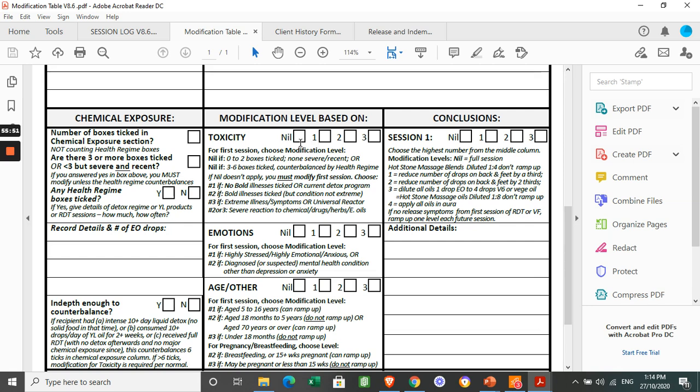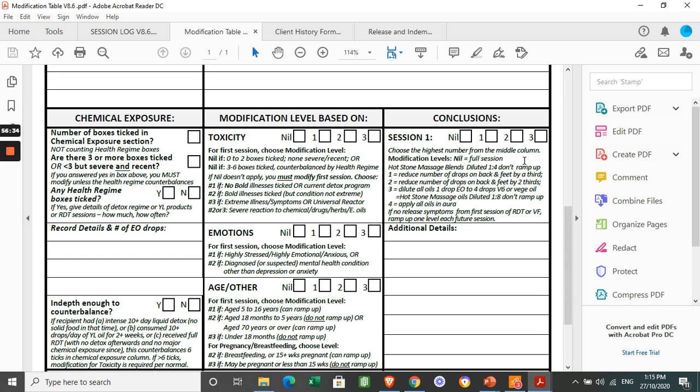So, we talked about she might have had a nil for toxicity. We were talking about a level 2 because she had bipolar. And then none of these things applied to her. She wasn't pregnant. She wasn't breastfeeding. So we said nil there. So our highest number is going to be the 2 for emotions. So that's going to mean that we're going to use a really conservative level on this person. So over here where it says for their first session, we're going to select 2.